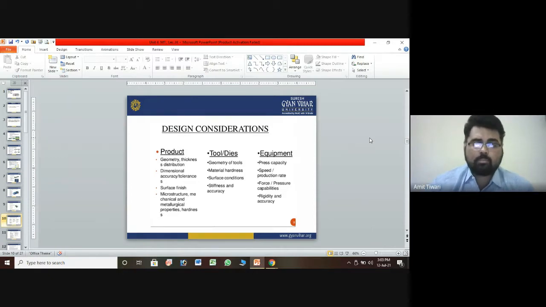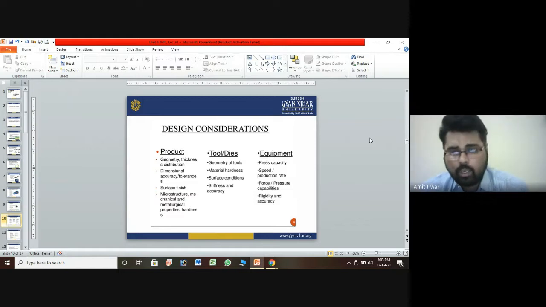These points are divided into three categories. The first is the product category, the second is the tool and die category, and the third is the equipment category. Press capability is the most important to identify first for the equipment capability, speed, production rate, and the force and pressure capability. Basically, the first is the force and pressure: how much pressure we require to press that material, which is then converted into the particular force and converted into the desired shape.